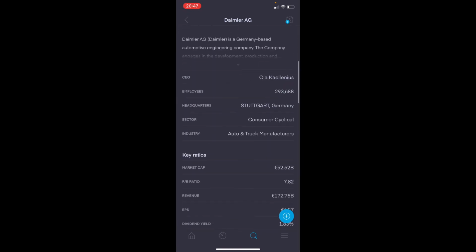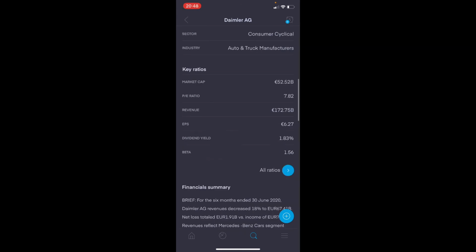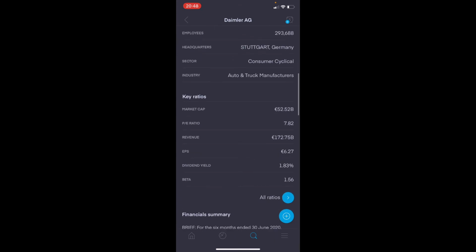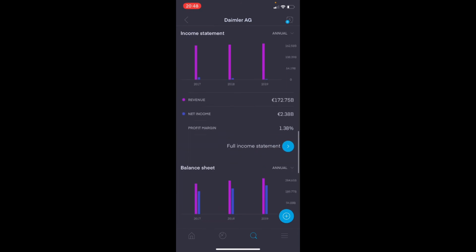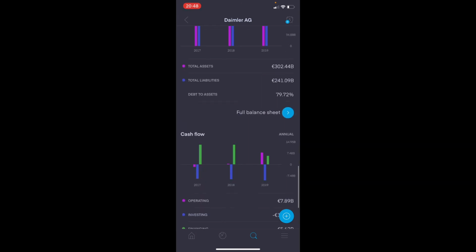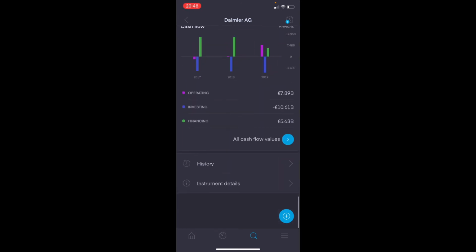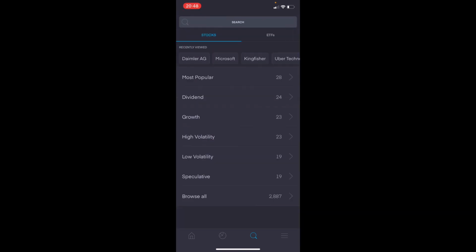As you scroll down, it gives you more information about the company: any dividend yield, price to earnings ratio, market cap, and various other bits of information. The financial summary is down here, with things like revenue, net income, total assets, total liabilities, and the difference between those, cash flow, and then history and various other things. Obviously there's no data on history with Mercedes for whatever reason. So that's how you can find them.